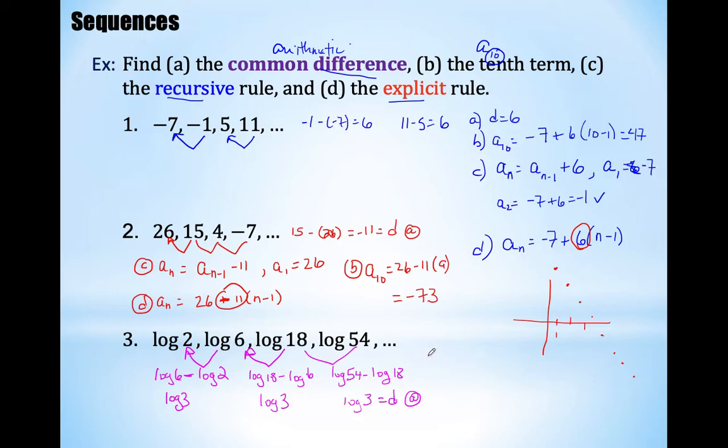So again, I like to skip part B, and I go to C. My recursive relationship, let's use this time. U sub n is the previous term plus D. What is my explicit rule? The first term plus my slope, log 3, which is just a number, the exponent that turns 10 into 3, times the previous subscript. Whoa.